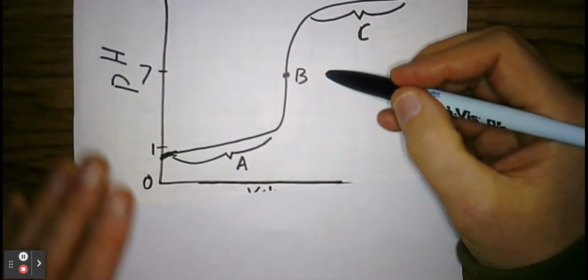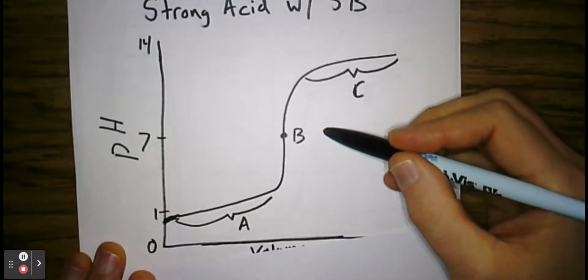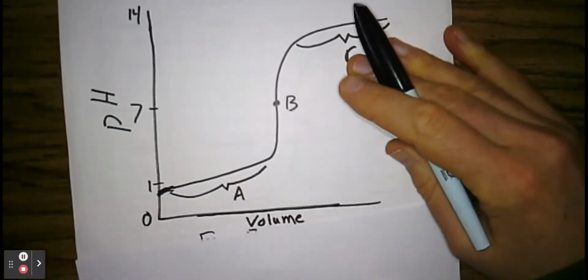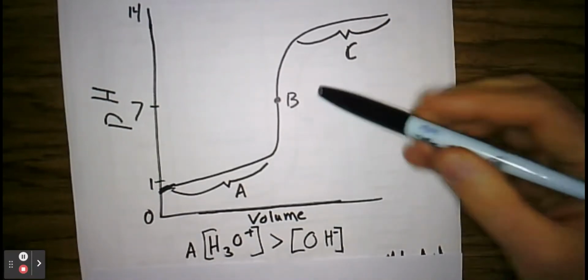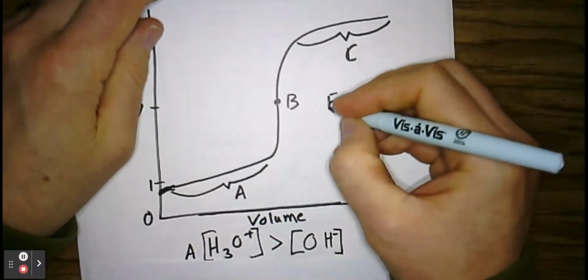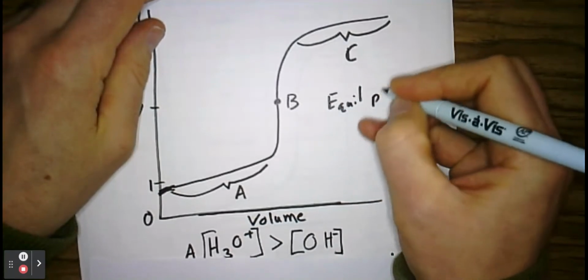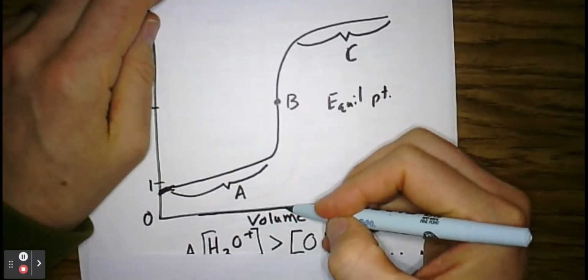Oh, I labeled it here. I labeled it B. So A is when I've got more hydronium than hydroxide. B is my equivalence point, and this would be my equivalence volume.